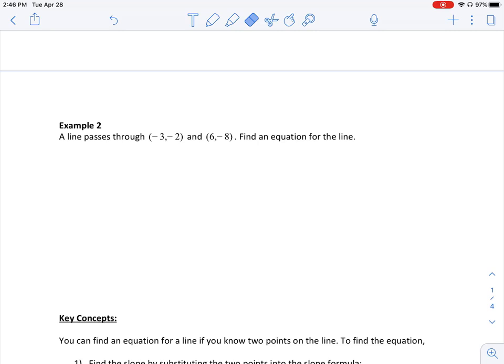So first step, I need to find my slope. Slope equals -8 minus -2 all over 6 minus -3. So this then becomes -8 minus -2 becomes -6. 6 minus -3 becomes 9. -6 over 9, I can reduce that to -2 over 3. So I now have my slope.